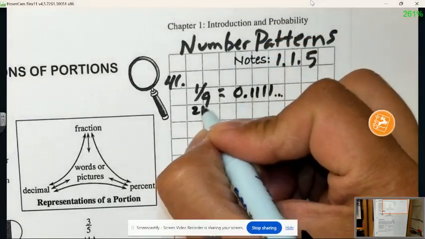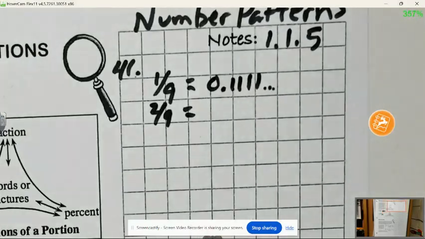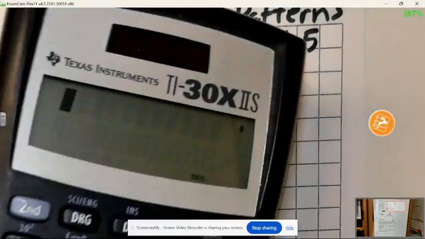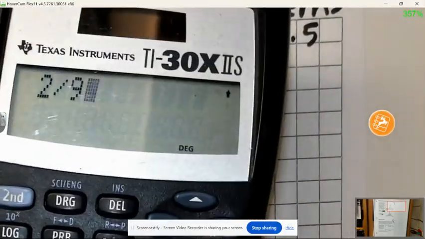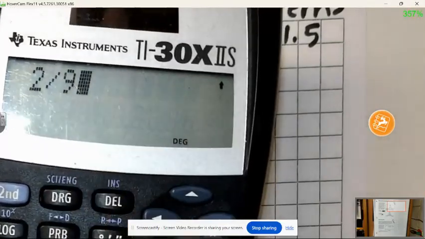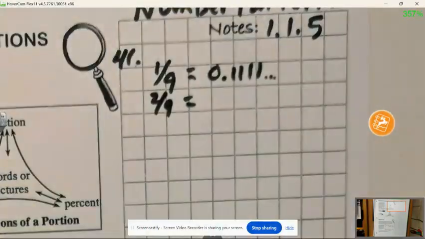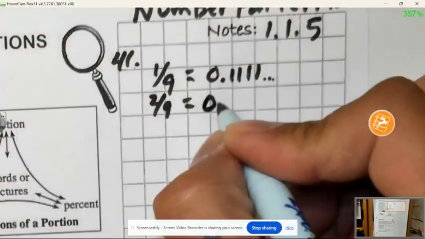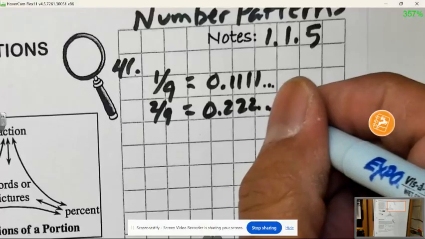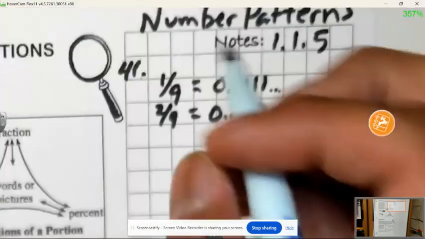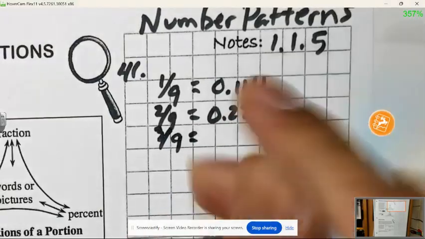So let's look at our next fraction, which is 2/9. And when you look at the division on a calculator, 2/9, 2 divided by 9, see this calculator even puts division as a fraction. You'll see that it is 0.22222222. So do we see a pattern yet? Do we see something that's going to happen that we can find out without using a calculator?